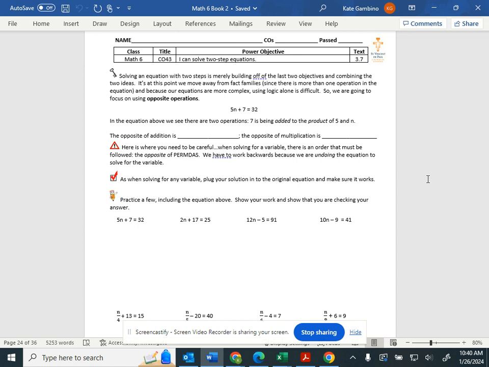It's at this point we move away from fact families, since there is more than one operation in the equation, and because our equations are more complex, using logic alone is difficult. So remember when we talked about those three methods, logic with the question, opposite operations, and fact families, I said we're going to get to a point where we're just going to use opposite operations. When it was easy, we could say 5n equals 30. Well, I know n equals 6 because 5 times 6 is 30. That was easy. We have to use opposite operations now because it's not easy anymore.